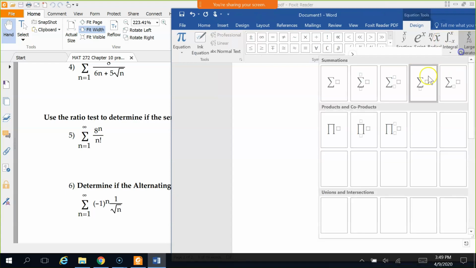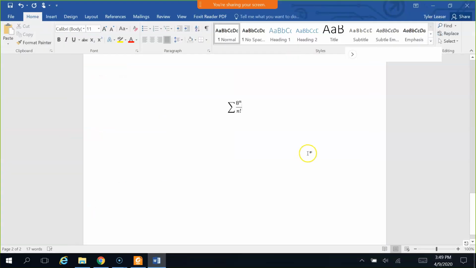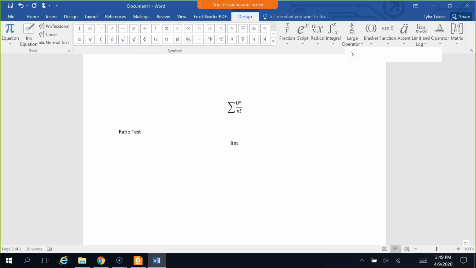So for this one, it's just the sum of 8 to the n divided by n factorial. If they're just asking you to do the ratio test for something like this, remember that the ratio test all has to do with that limit. It's the limit of the absolute value of the n plus 1 term divided by the nth term. So for us, I'm just going to go ahead and do the n plus 1 term and then multiply by the reciprocal of the nth term.